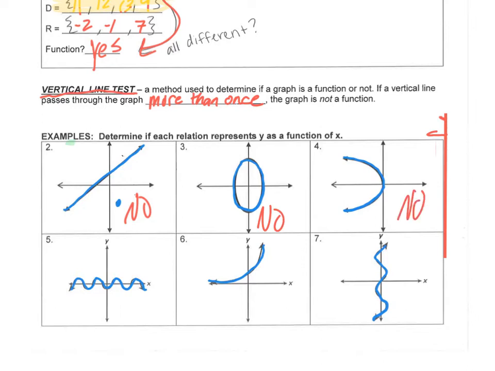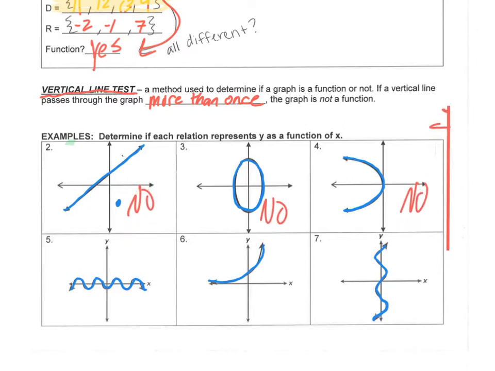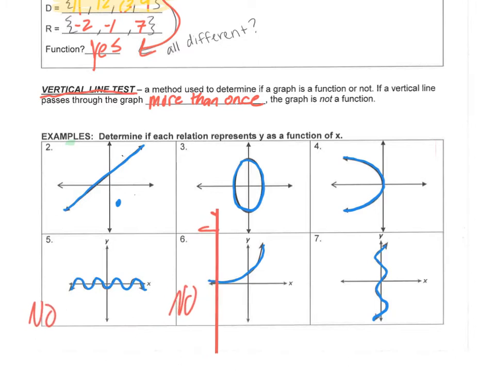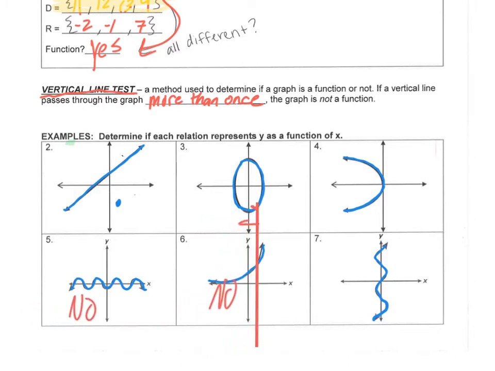All right, now let's take a look at number 5. We're going to talk through 5, 6, and 7 all at the same time. Okay, taking a look at 5. Once. It's once all the way across. So number 5 is yes. Okay, number 6. Once. It's fine. It's good all the way across.